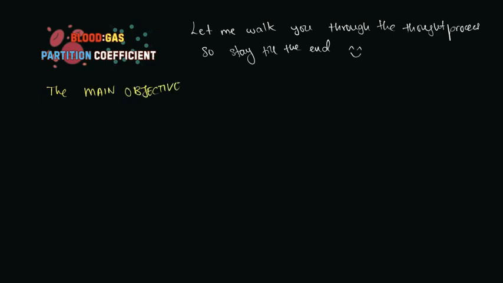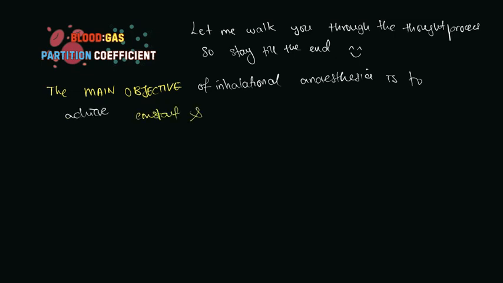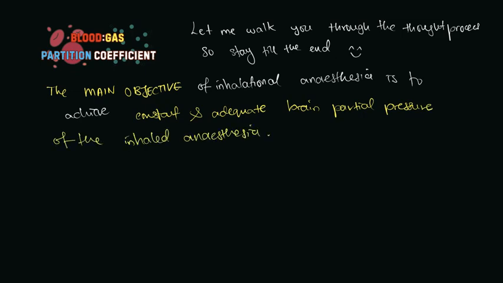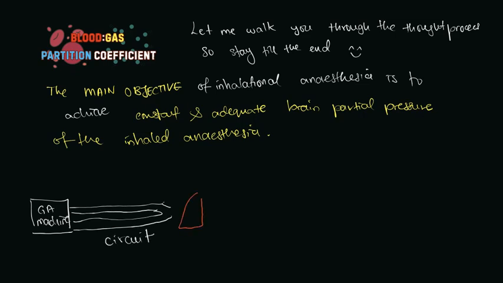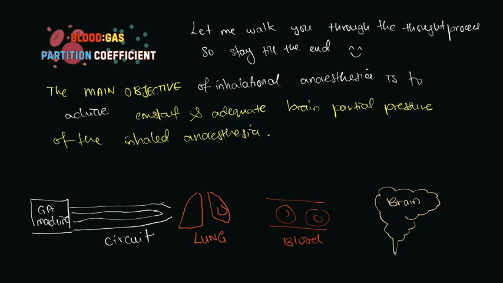So when we're inducing a patient with our gas, be it sevoflurane or desflurane, remember that the main objective of any inhalational anesthesia is to deliver and achieve a constant and adequate brain partial pressure of the given inhaled anesthetic. The gas reaches the brain through this circuit. It starts with the anesthesia machine, which through its circuit delivers the gas to the lungs. Through exchange of gases, the gas dissolves in the blood, which serves as a conduit to deliver the partial pressure to the brain.